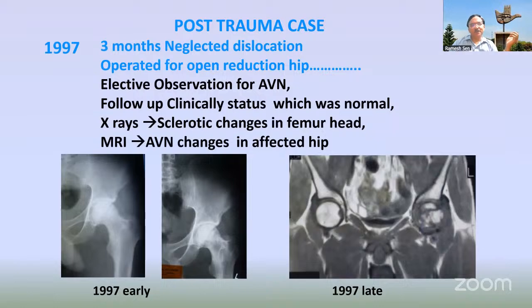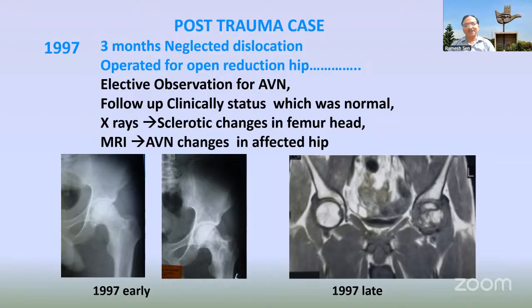Now, how did my interest start? It was way back in 1997. I was operating upon this case, which came as a 3-month neglected dislocation of the hip. Now, we all understand when you are operating upon a case which is a 3-month-old neglected dislocation, you do reduce it, but you know that AVN is very likely.